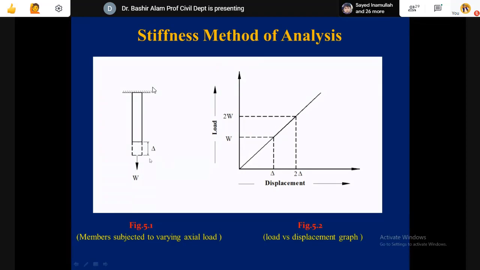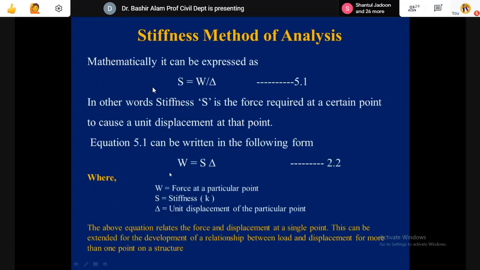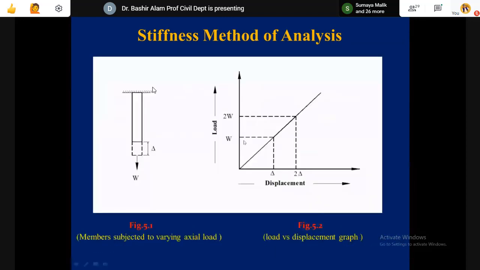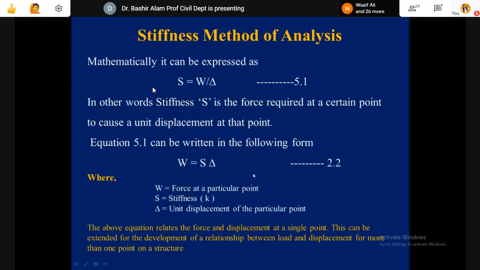Here you can show it for the axial load. This W is applied and this is the delta produced, and delta is directly proportional to the W. So here you can see mathematically S is equal to W divided by delta. S is the stiffness, the slope of this line. So what will be the slope? It will be W divided by this delta, this slope theta. It is known as stiffness, which is S. In other words, stiffness is the force required at a certain point to cause a unit displacement at that point.